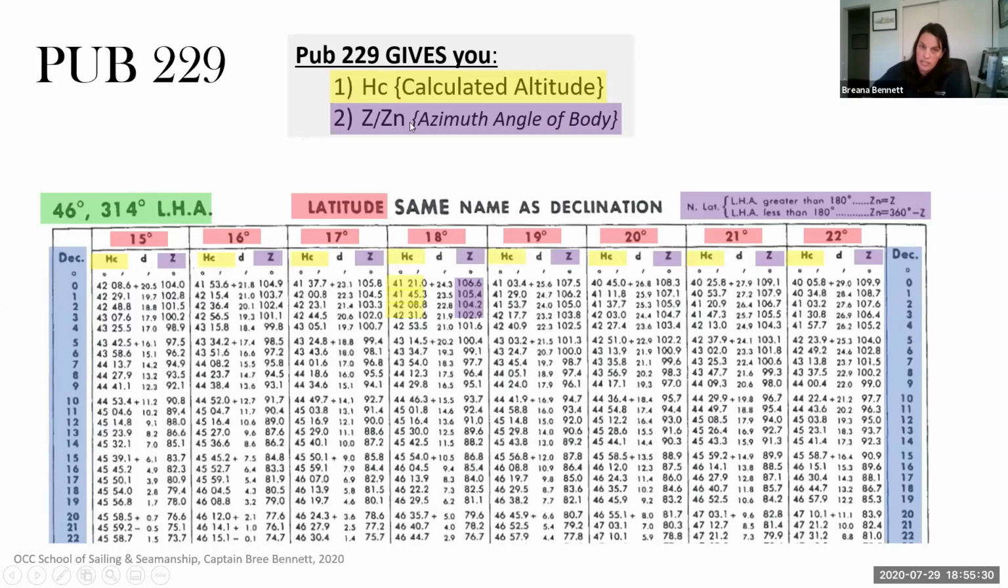And then they give us our HC and our Z, and that is going down. So that D right there is going to be the difference between this HC and this HC, and then this HC and then this HC. So how did it go from one to the other? That's going to be what that D is. It's just the difference between your HC values, so that you don't have to calculate it yourself. It's already given to you in that little D column.